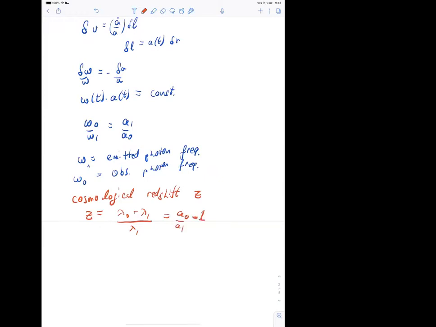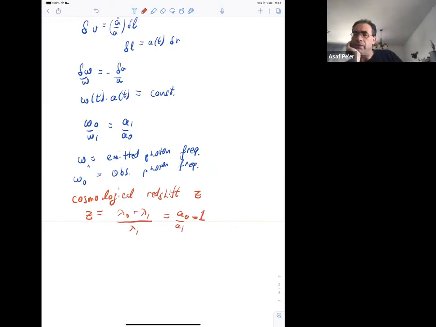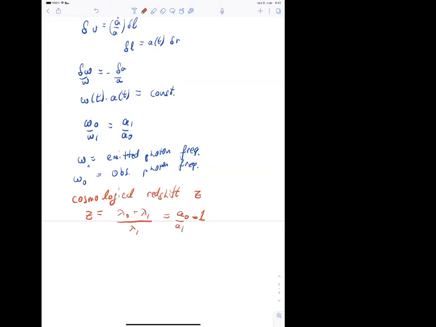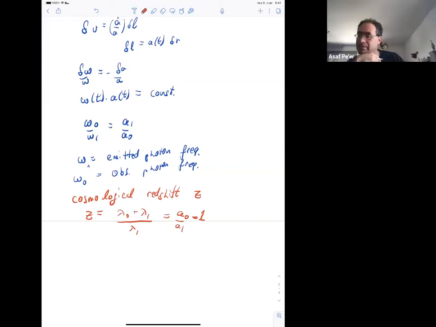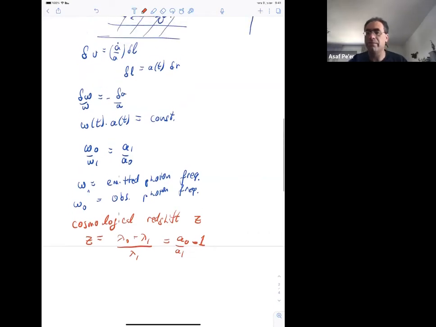Now note that although the derivation is very similar to the derivation of a Doppler shift, it's not really. A key difference is that a Doppler shift is only between two moving objects. Here, the objects are not moving at all, simply because of the fact that the scale factor changes with time.